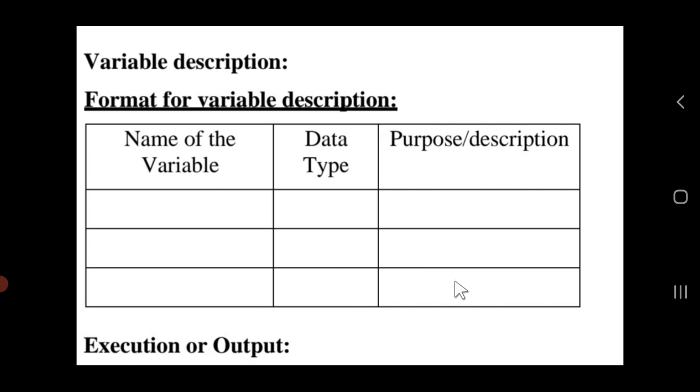So be precise while writing. You don't have to write a lot over there. It must be sensible and meaningful, and whatever is required, only that much must be written. All right. So that was your variable description table. That documentation is very important.